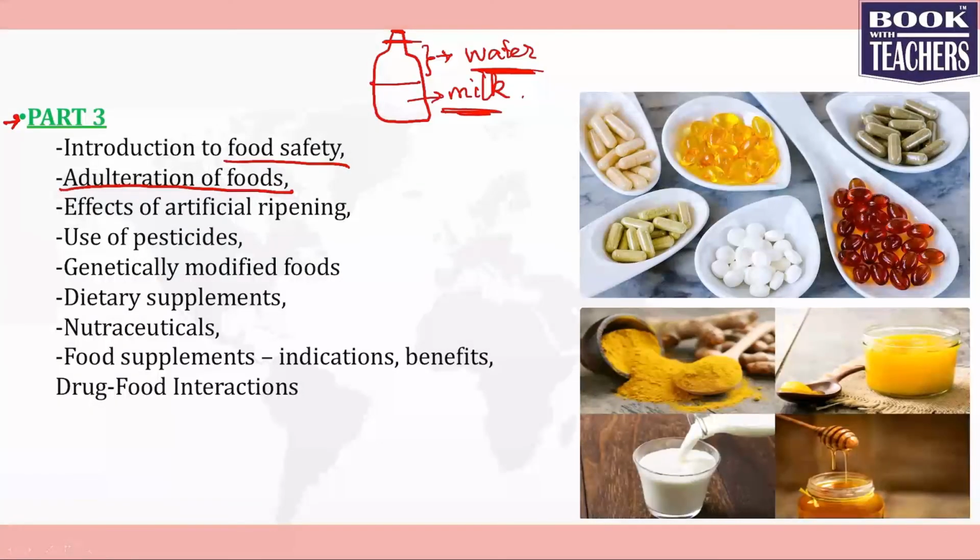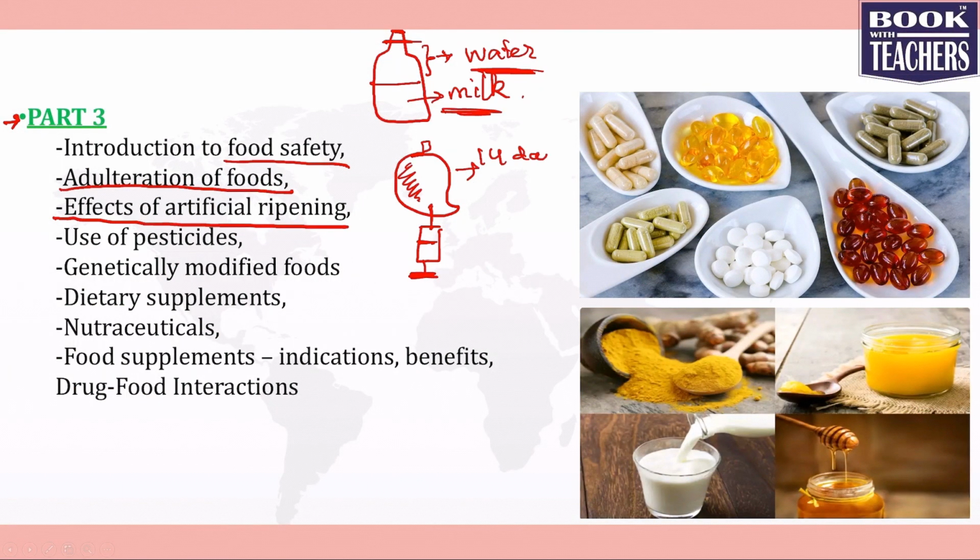Then effects of artificial ripening. Now artificial ripening, a very good example of this is mangoes. If you have seen some people, what they do, they take an injection with some liquid which is actually an artificial ripener, and they inject this mango with this liquid. Now what happens with this? If this mango was going to ripen in say 14 days time, it will ripen quickly. That means in 7 days or even 5 days.